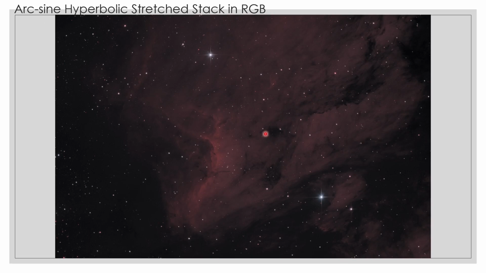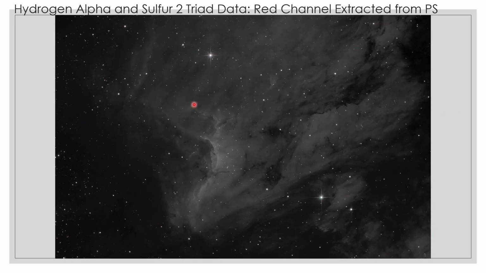I get my one-shot color data, all my subs, and I stack it in Deep Sky Stacker, and out comes an image, and then I stretch it using the arcsine hyperbolic stretching technique, and this is what I get for my Pelican data. And this is the RGB combined data. If I then go into Photoshop and look at the red channel, this is what I'll see. And my red channel, once again, is my hydrogen alpha and my sulfur 2 data, because that's what registers in my red channel.